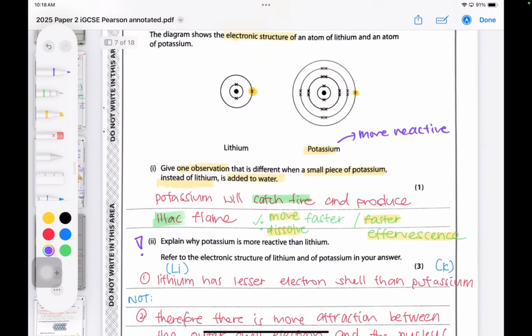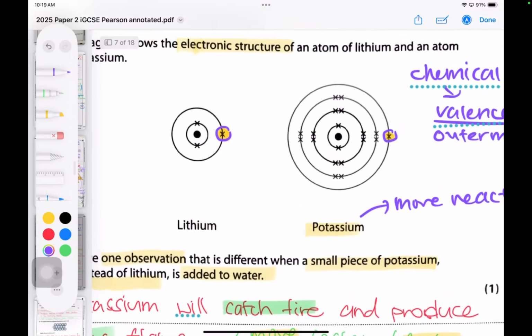So here, you need to understand that when we talk about chemical reactions, it is always the movement of the valence electron. And what the word valence means is the outermost electrons. So you can see that the outermost electron for potassium is further away from the nucleus. So let's take a moment to understand.